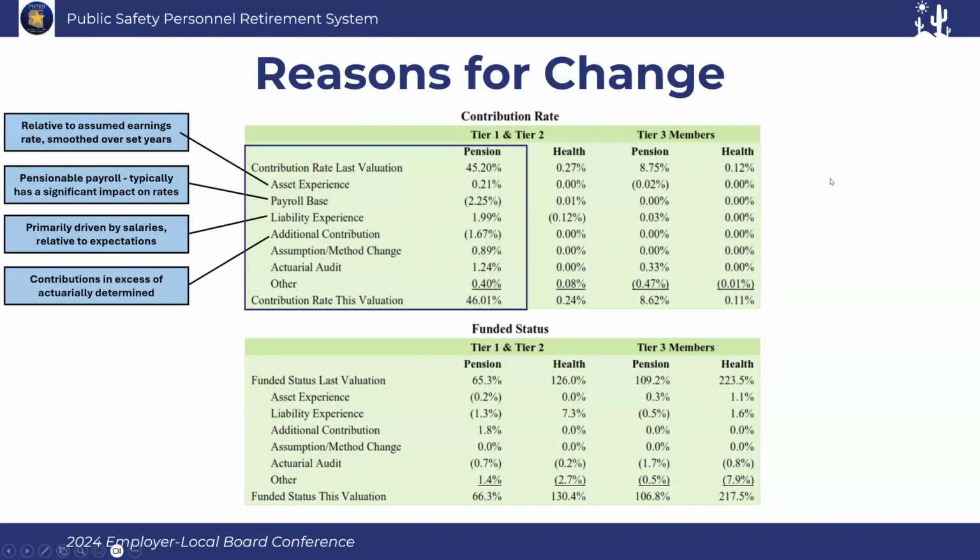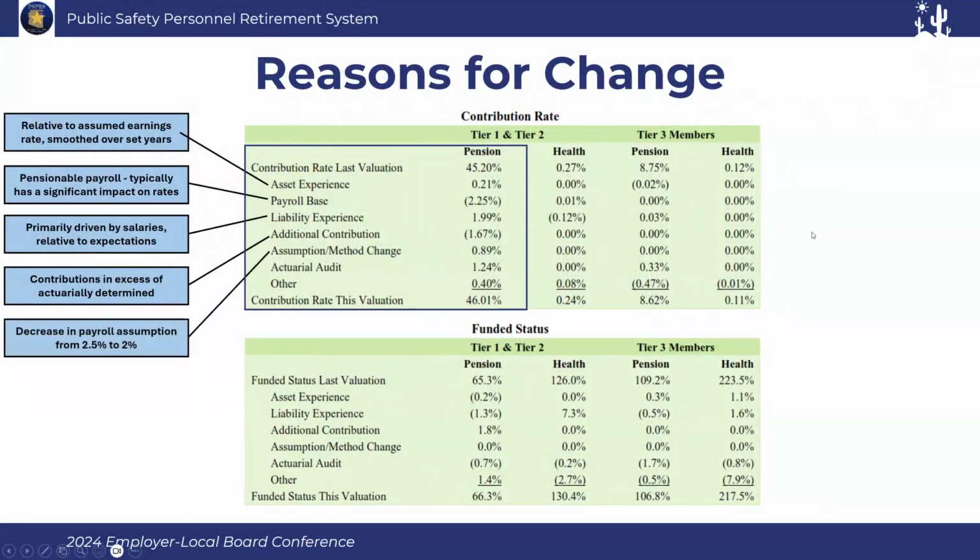Additional contribution. This is contributions in excess of the actuarially determined amount. Over the past couple of years, we've seen over $5 billion in new resources transferred by employers to PSPRS to pay down unfunded liabilities in the plan. This is where the impact is going to show up on the rate.